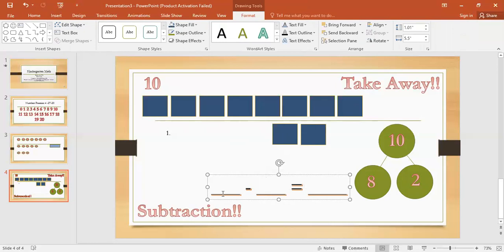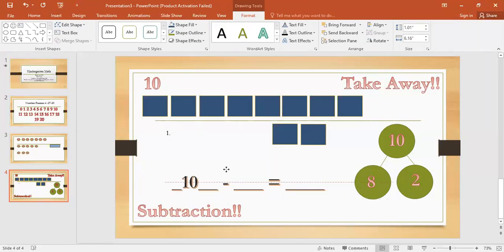Okay, great job, guys. So I know in my first spot, what always will go in my first spot in subtraction? Good, my total. My total number will always go in that first spot for my subtraction problems. That's because that is my total. That is the largest number. I am taking away from my total.